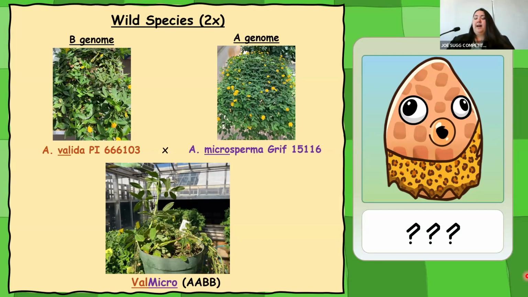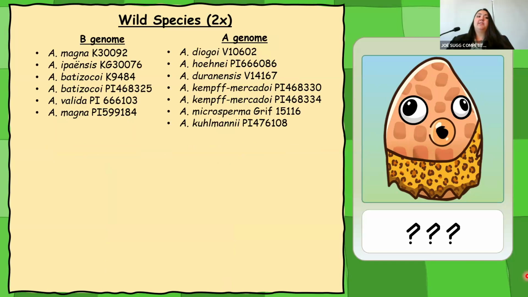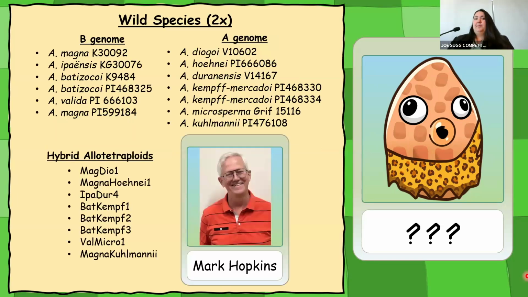And so these can be utilized in the future for breeding programs to identify disease resistance and can be brought into the cultivated lines. So for my research, I wanted to look at 13 different wild species that are listed here, some for the B genome, some for the A genome. I specifically wanted to look at these wild species, one, because there's not a lot of research done on these specific species and these accessions, but also because Dr. Mark Hopkins in the University of Georgia Wild Peanut Lab was able to create wild hybrid allotetraploids with these species. He crossed these together and created 8 beautiful allotetraploids, which I was able to use.